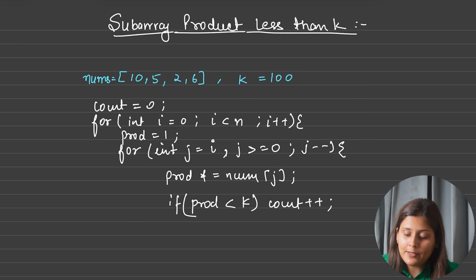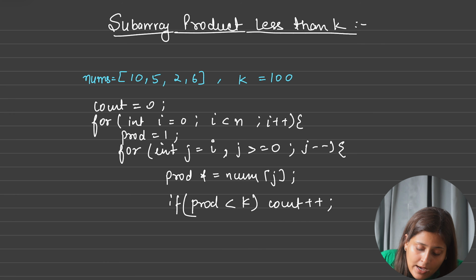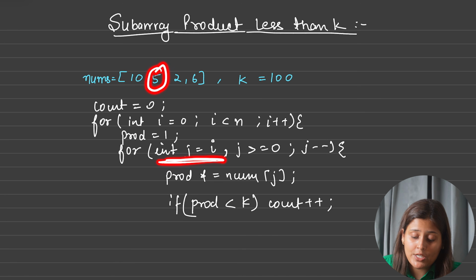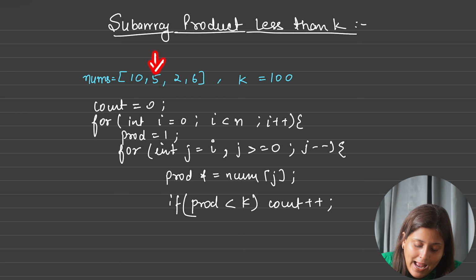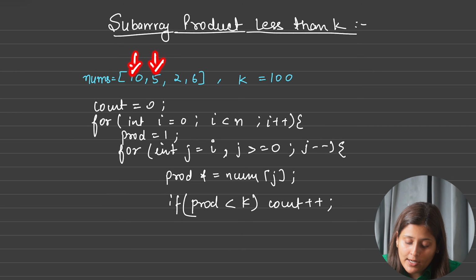Correct? Saying it is a valid subarray. Yes. Next time i will point to this fifth index. So when i points to this, j will start from the same location i and j will run for i=1 and i=0. So in that time again product will initialize with 1. It will multiply this 5 and 10 also.